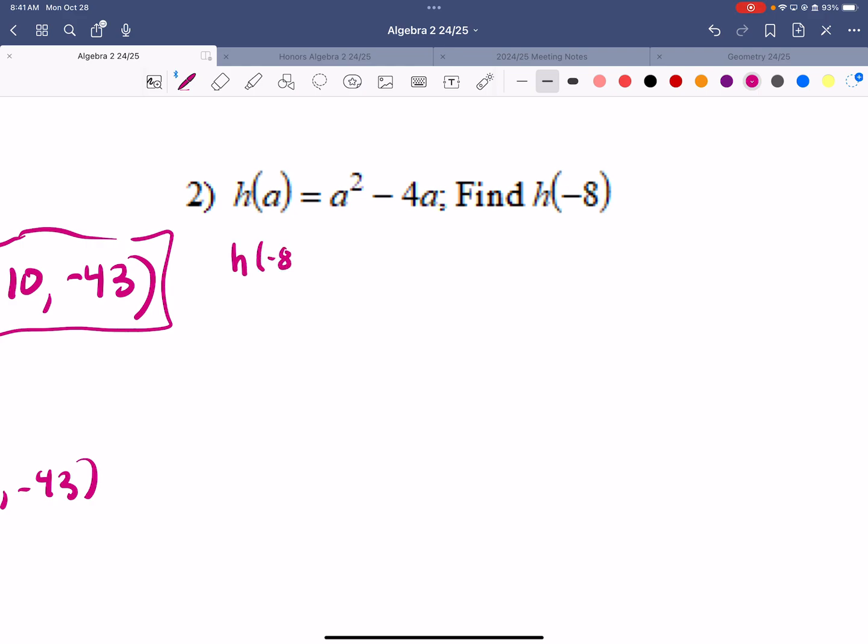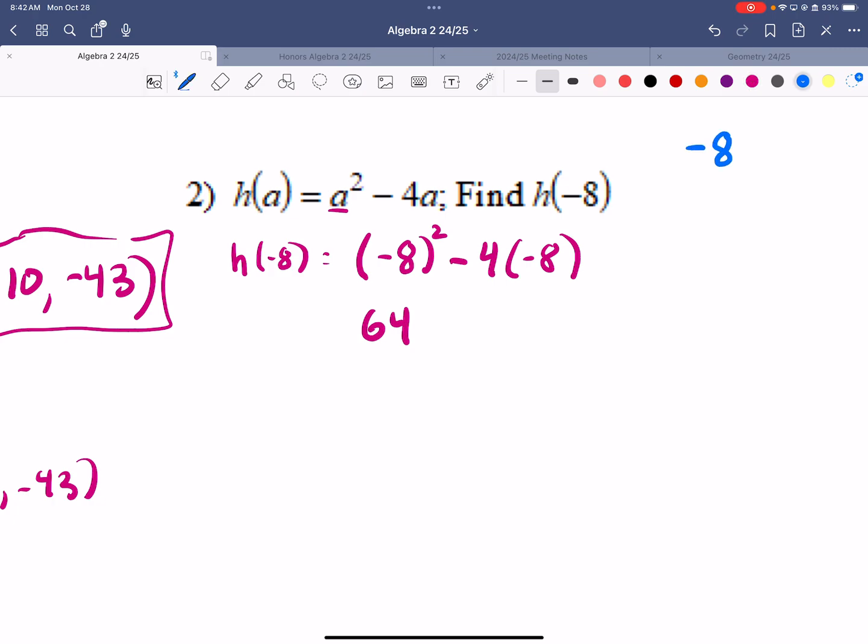So h of negative 8: anywhere we see an a, we're going to put negative 8 inside of parentheses. And it's important that you put it inside of parentheses, especially if you're going to use a calculator. Even if you don't use a calculator, it's important that you put what you're substituting inside parentheses. And then minus 4 times negative 8. Now, why is it important that you put it inside parentheses? Negative 8 squared is negative 8 times negative 8, which is 64.